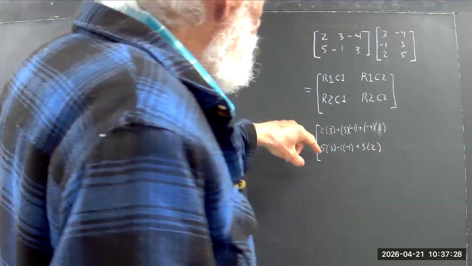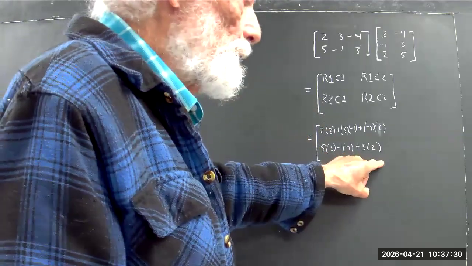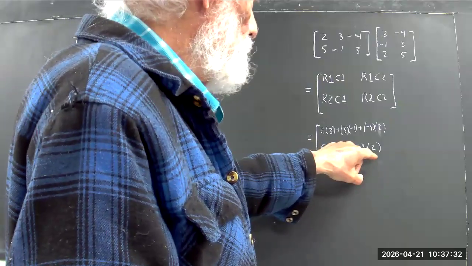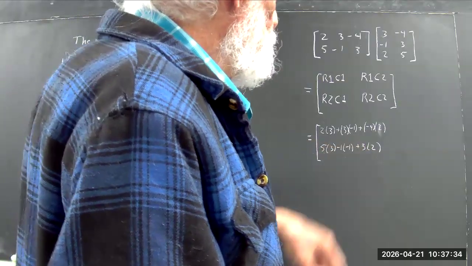When we write out the second column, as I said, 5 times 3 minus 1 times -1 plus 3 times 2.